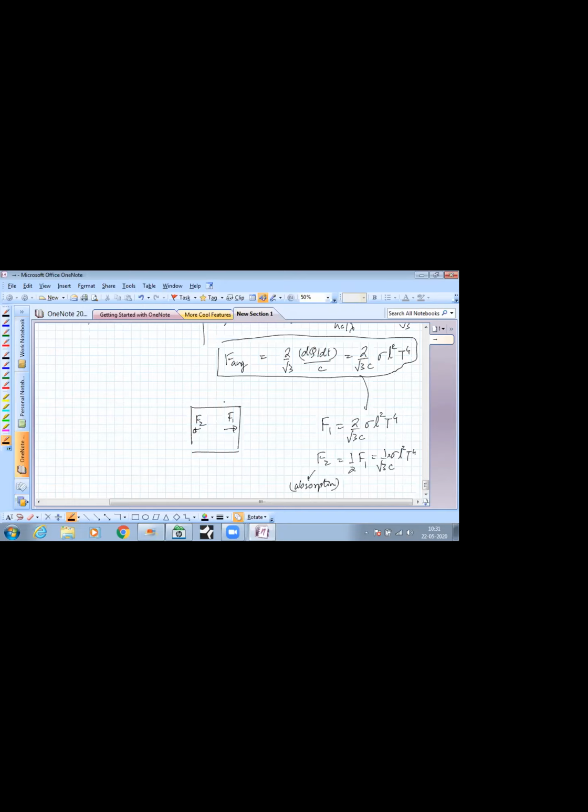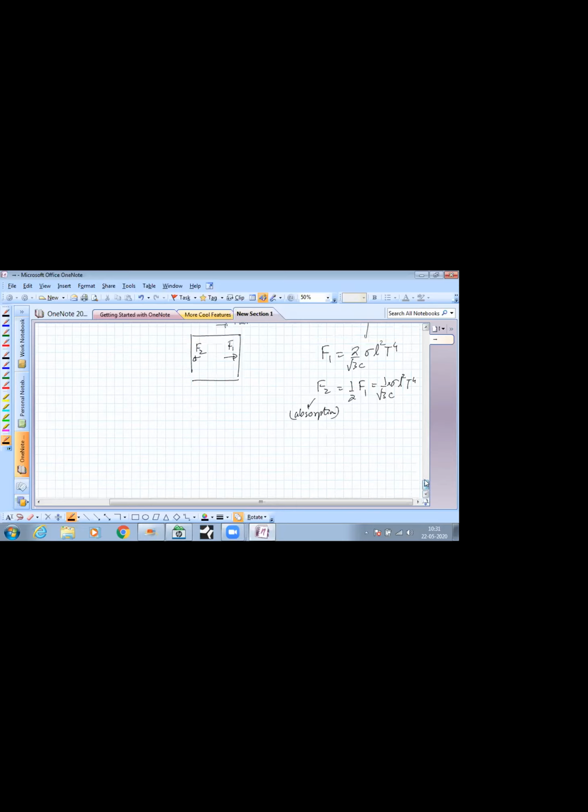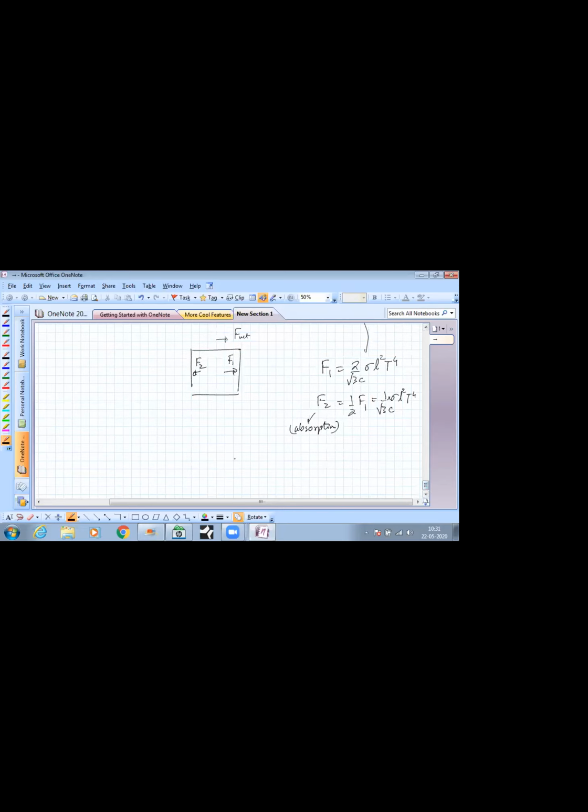So from this you are seeing that the net force that is acting should depend on temperature this way. Okay. So the net force is F1 minus F2, and that becomes temperature dependent. Okay. So as the temperature starts decreasing, the net force also starts decreasing.